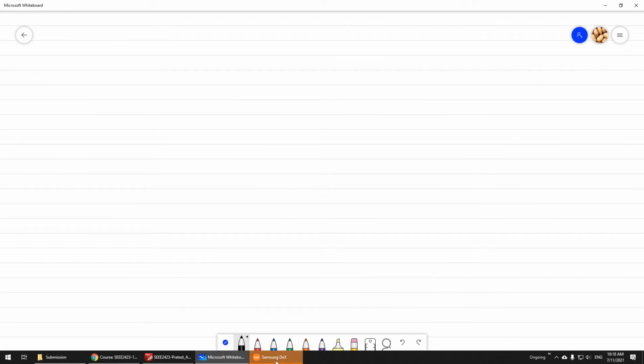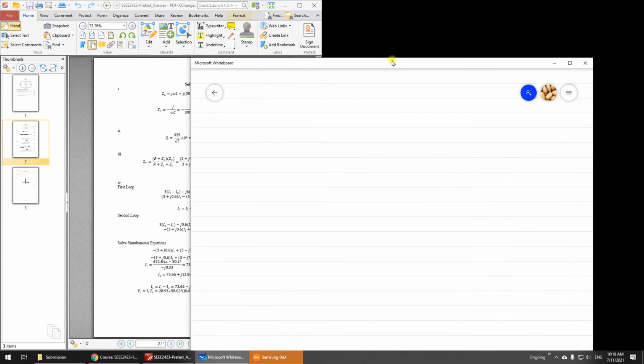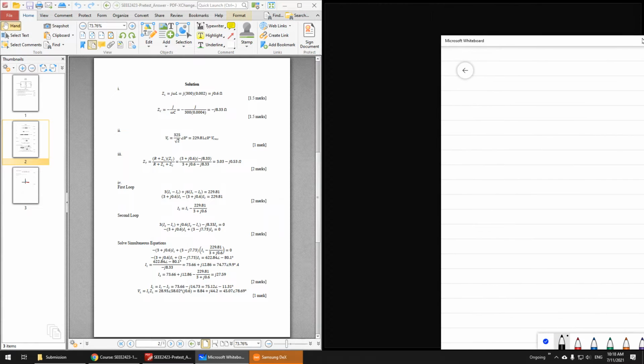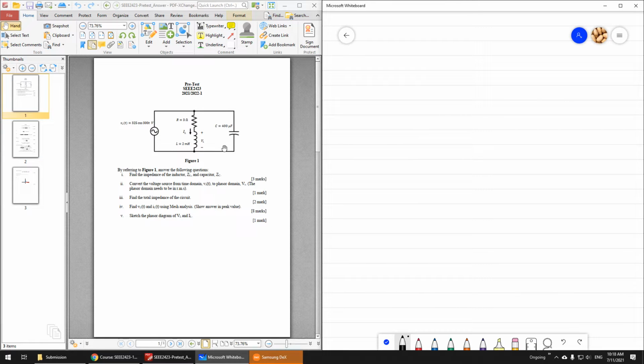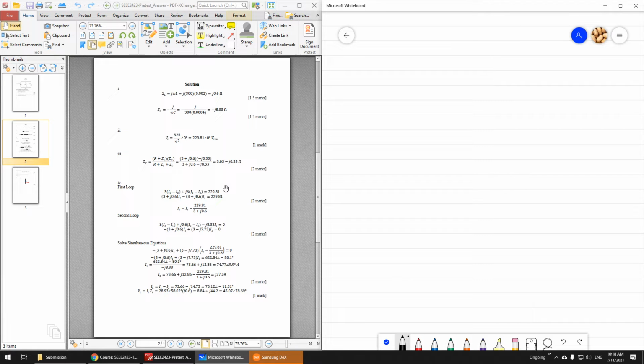Okay, hello. From the pretest, I see that you cannot solve the simultaneous equation for complex numbers. Actually it is simple, but it is a bit confusing because it involves a lot of numbers. So here I give you a simple way to solve this. Let me show you.